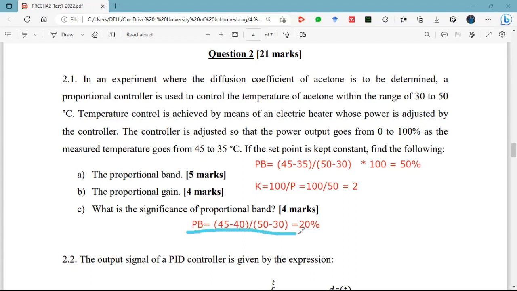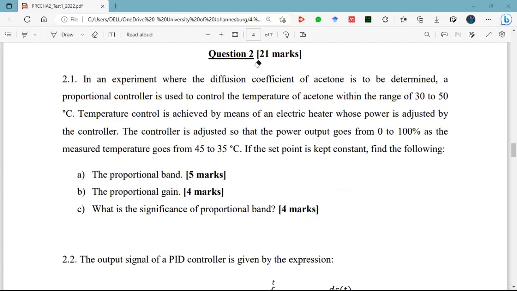So let's look at it in this way. For the PB that I just made an example with here, we have a lower PB, which simply means that we have a higher sensitivity. Practically, this is true because we are dealing with a temperature change that is very close together. 45 and 40 are very close to each other. So when you are dealing with a smaller temperature change, your controller becomes more sensitive as compared to when you are dealing with a larger temperature change, or whatever change in your controlled variable.